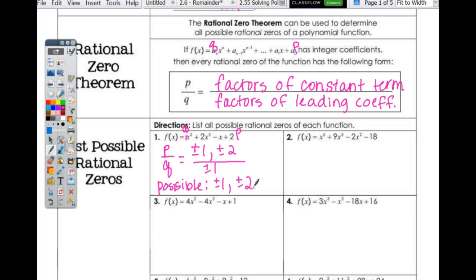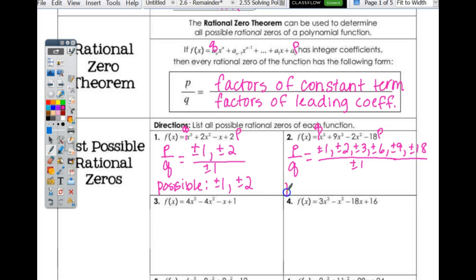Okay? So for number 2, here's my P, and my Q again is 1. So I want P over Q. So what are the factors of 18? 1, 2, 3, 6, 9, and 18. And the factors of 1 are plus or minus 1.